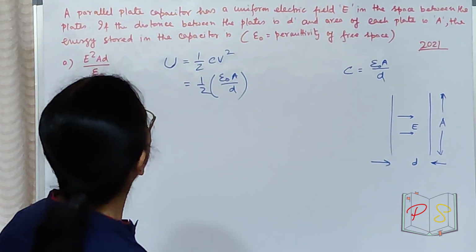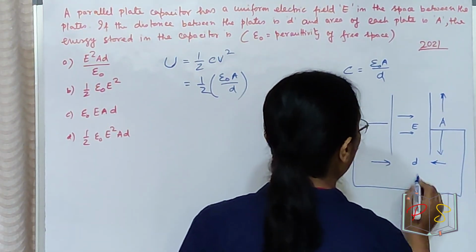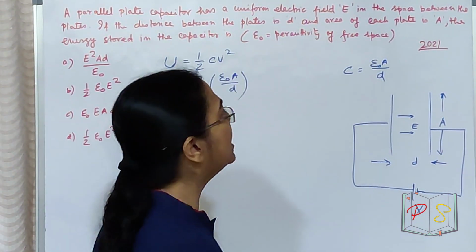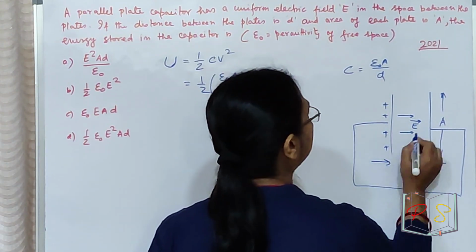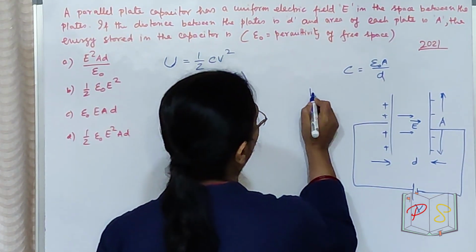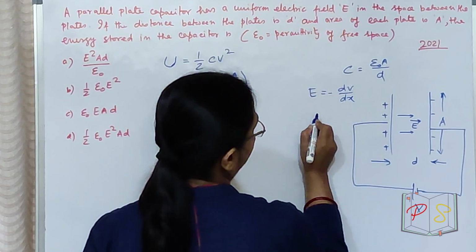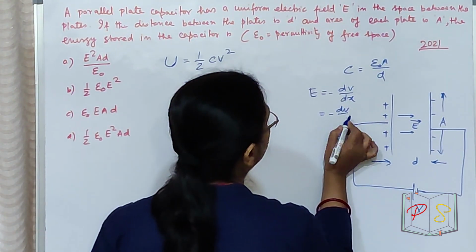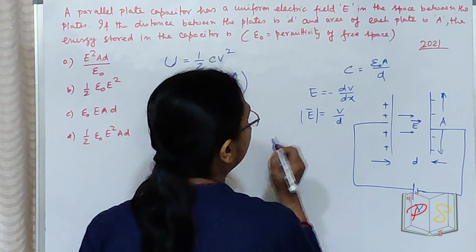Now V is what? V is the voltage between these two plates. When I charge it with the battery, the voltage of this battery is V. But they have given there is an electric field. Because of this battery, there is an electric field. Naturally, this plate is positively charged, this plate is negatively charged. But I know another thing, that E, electric field, equals minus dV by dx. In my case, distance between them is d, so modulus of E equals V upon d.